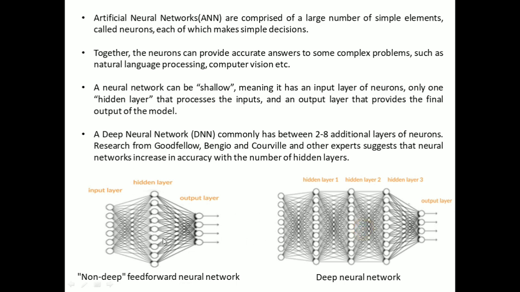The only difference is that shallow or non-deep feed-forward neural networks consist of an input layer, only one hidden layer which processes the inputs, and the output layer which provides the final output of the model. But deep neural networks generally have 2 to 8 hidden layers. Here you see there are hidden layer 1, hidden layer 2 and hidden layer 3. Most probably they will have 2 to 8 hidden layers, and then an output layer. So this is how a deep neural network looks.